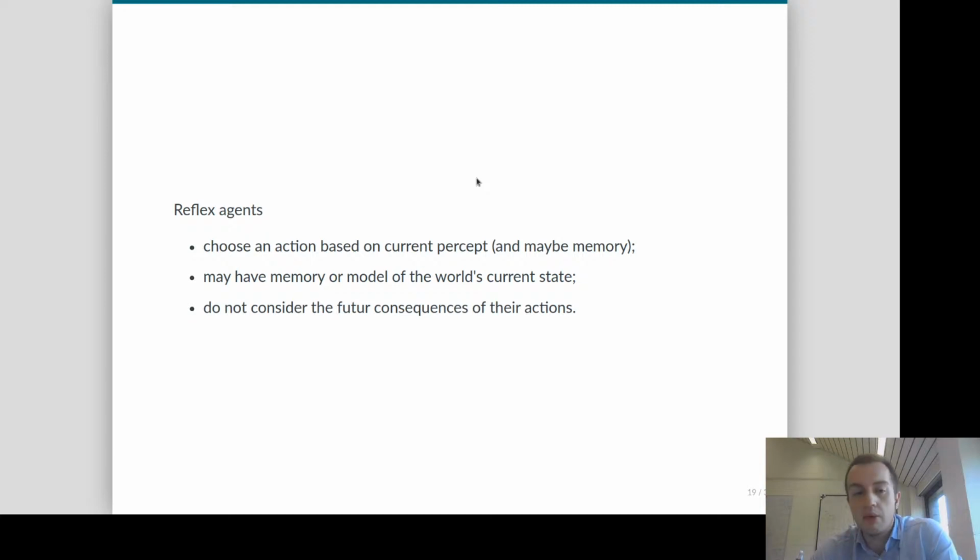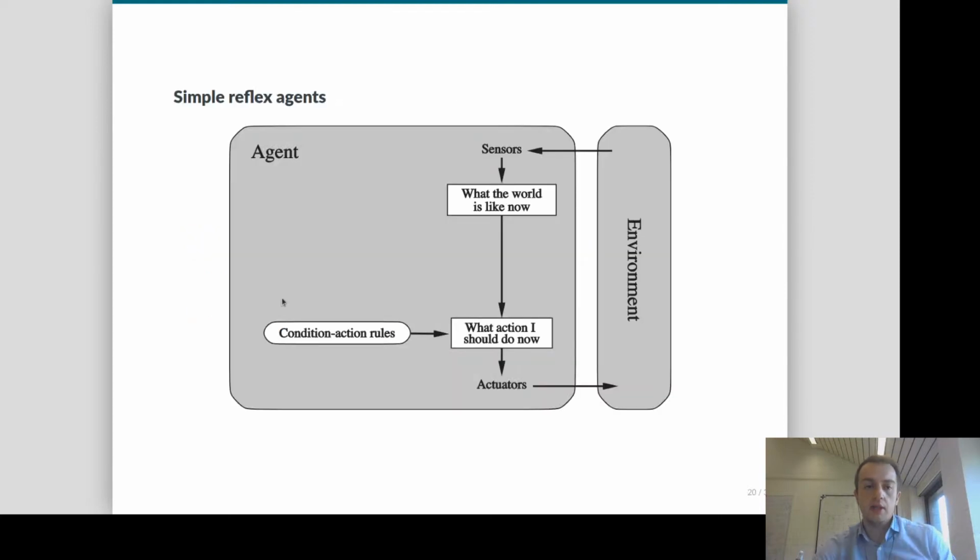Yeah, so I will go back to that. And so they may have a memory which is like a model of the world's current state. And what is really important is that they do not consider the future consequences of their actions. They only base their decision on the present and on the past, but not on the future, or the hypothesized future.